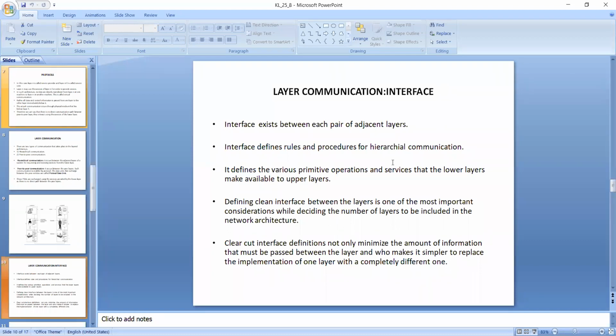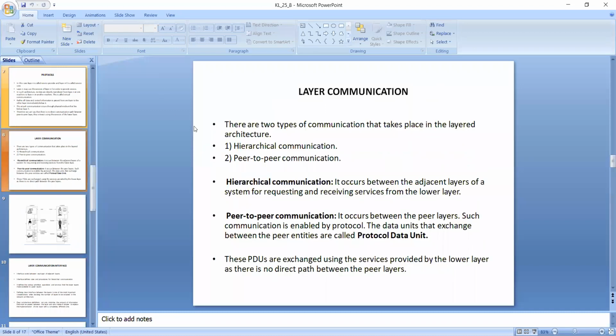So what is hierarchical communication? There are two types of communication that take place in layered architecture. The first one is hierarchical communication and the second one is peer-to-peer communication. What is hierarchical communication? I will explain.